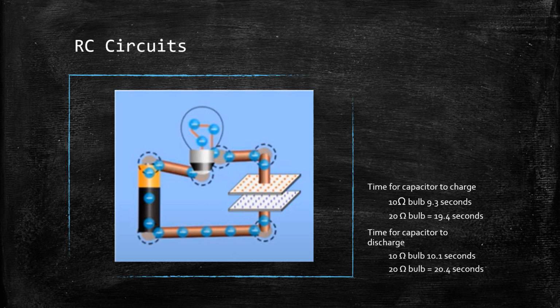We measured the half times it took for the capacitors to charge. With a 10 ohm resistance bulb, we got 9.3 seconds, and with a 20 ohm resistance bulb, we got 19.4 seconds, and the times for it to discharge were respectively 10.1 seconds and 20.4 seconds.